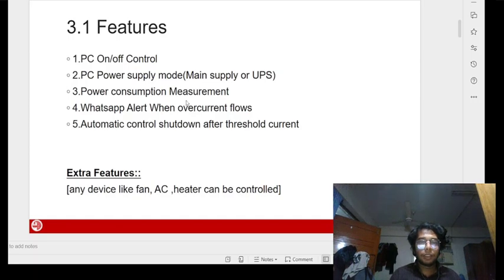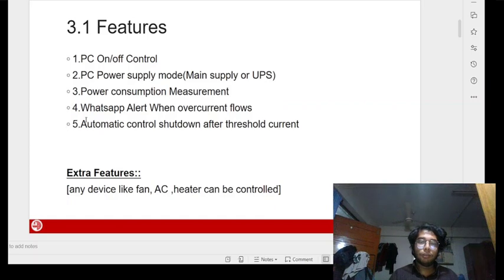The features our end product has are: 1. The PC can be turned on or off via an app connected to the ESP32 module through internet. Secondly, PC power supply mode can be monitored and alternated, whether it is taking power from main supply or UPS.